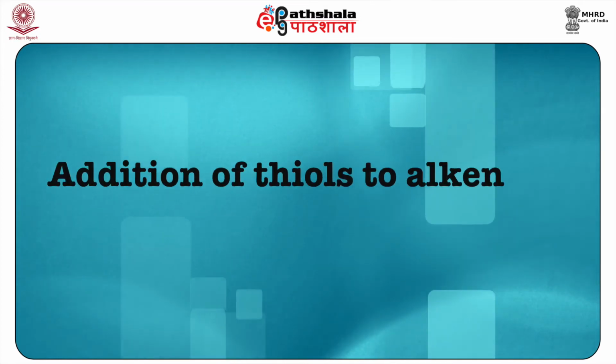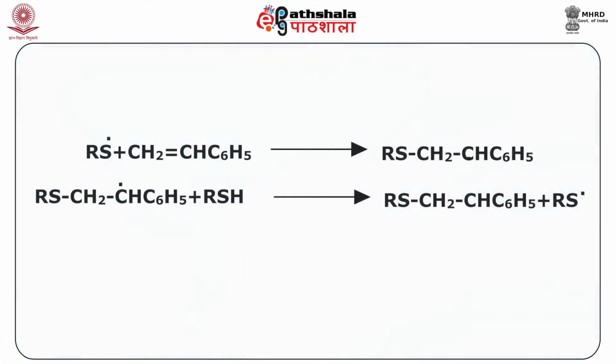Addition of thiols to alkenes. The energies of the sulfur-hydrogen bond and the carbon-bromine bond in the halocarbons are rather close, and so both the steps of the propagation in the radical chain addition of thiols to olefins are expected to be exothermic. Indeed, the addition takes place in the presence of light, air or peroxides.